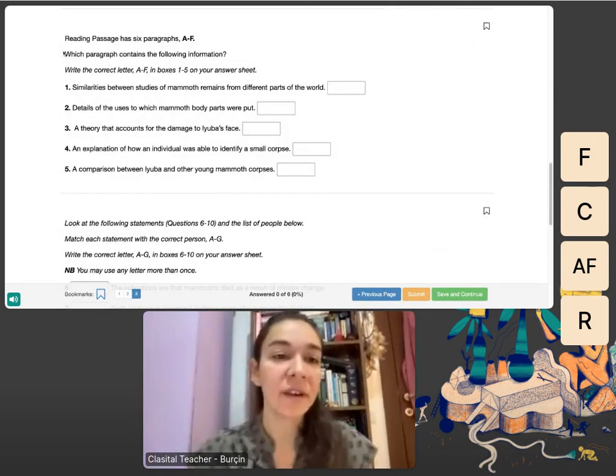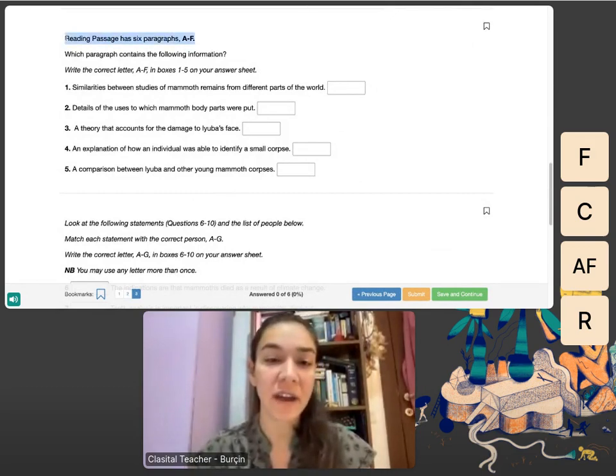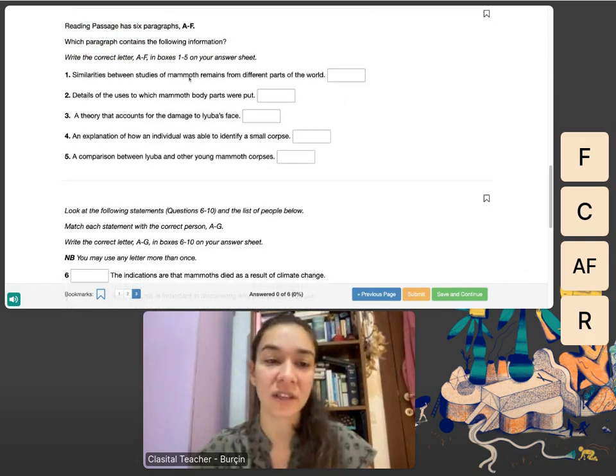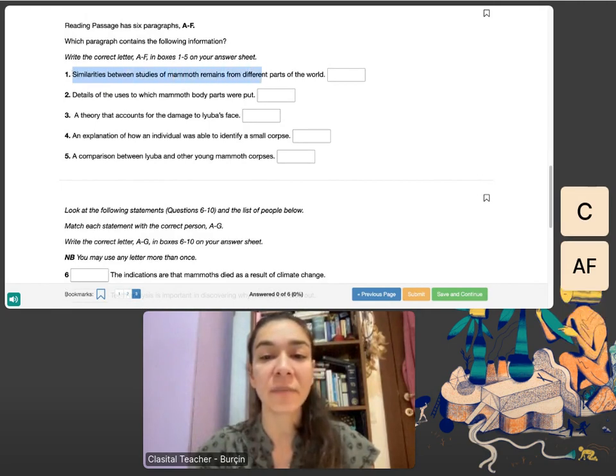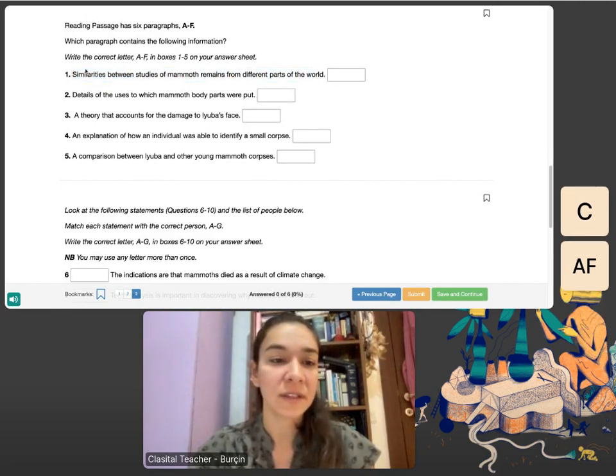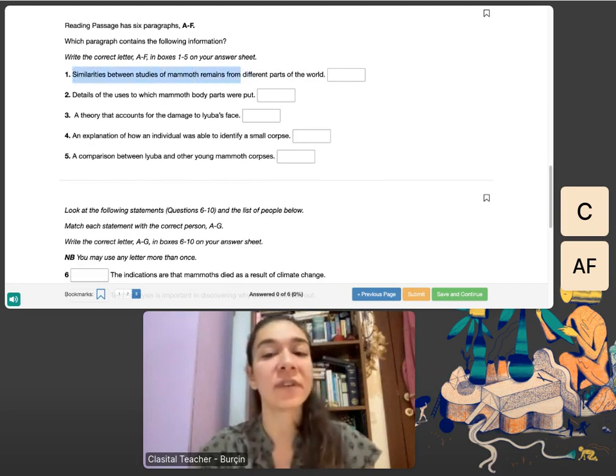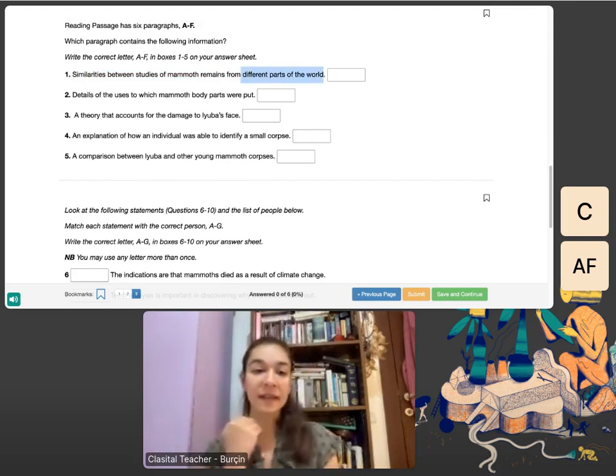It says, the reading passage has 6 paragraphs A to F. Which paragraph contains the following information? Write the correct letter A to F in boxes 1 to 5 on your answer sheet. It says, similarities between studies of mammoth remains from different parts of the world. So it says here different parts of the world.